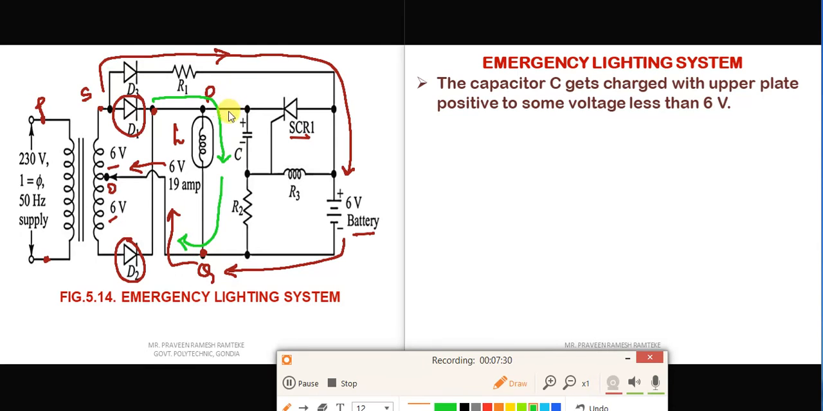At the same time, the current will flow. Let us take some different color. The current will now get divided and it will flow through this capacitor, and the capacitor will get charged because of this series resistor.